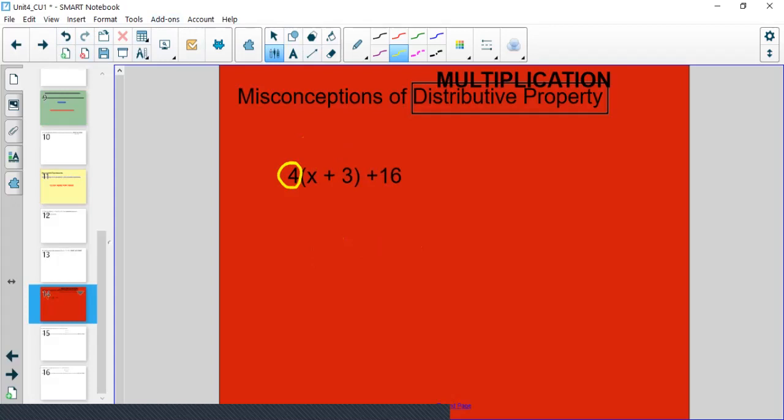Okay, I'm not multiplying times the 16. The 16 is on the outside of the parentheses. I don't have to focus on that one. So again, I do 4 times x. We have 4x. And then 4 times 3, positive 3. That gives me positive 12.